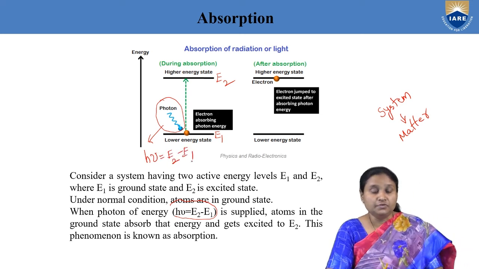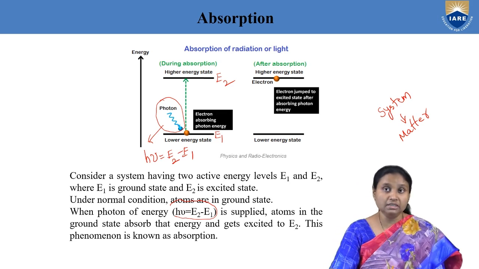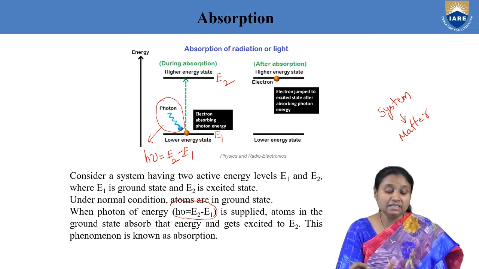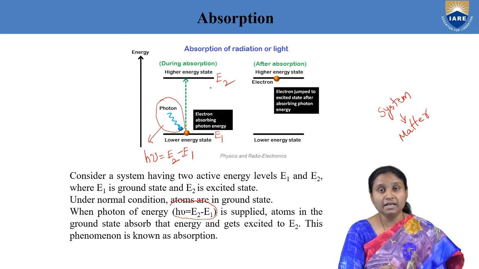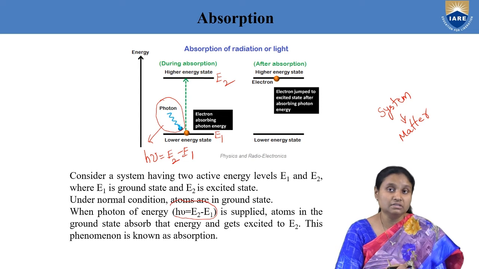So when you take such a photon, and when this photon is absorbed by the atom in the ground state, then the atom will gain energy and it will get excited to the higher state, which is nothing but E2. If we want our atom to go to E2, then we should supply photon energy which is equal to E2 minus E1. Then only this atom will go to E2. Otherwise, it will go to some other excited state.